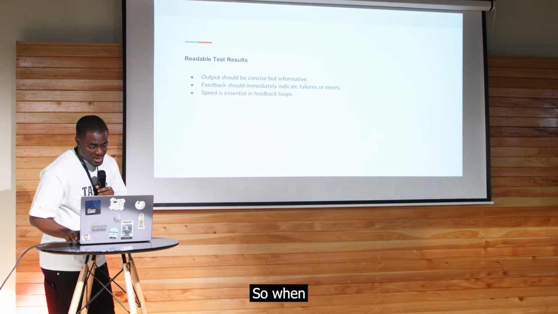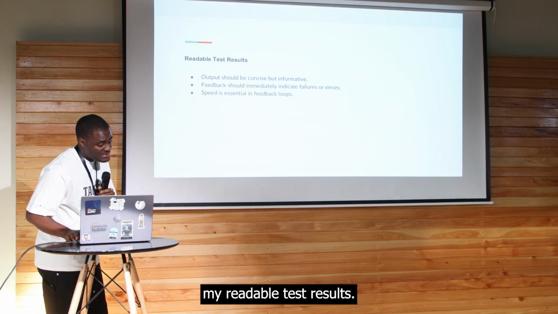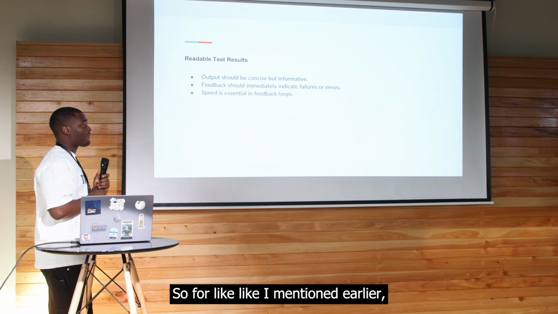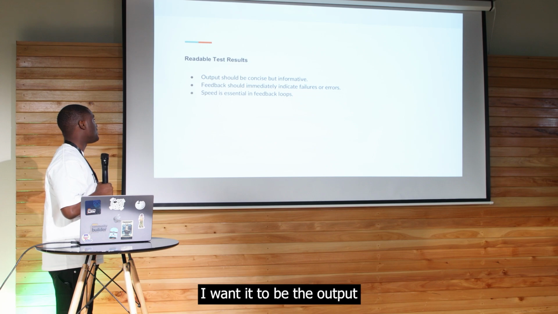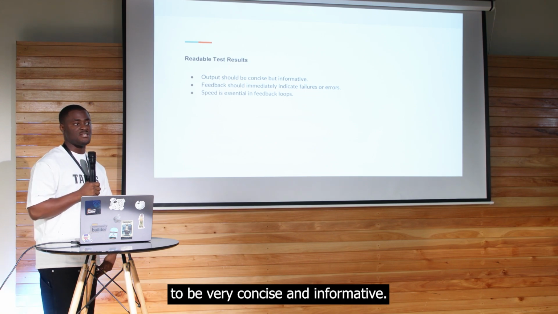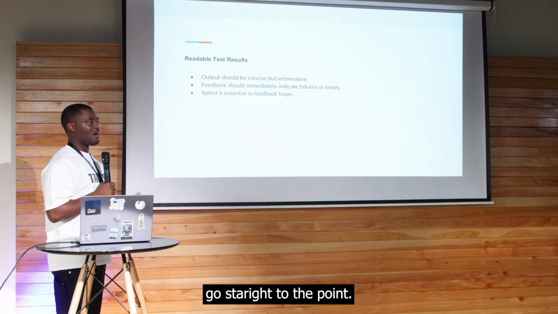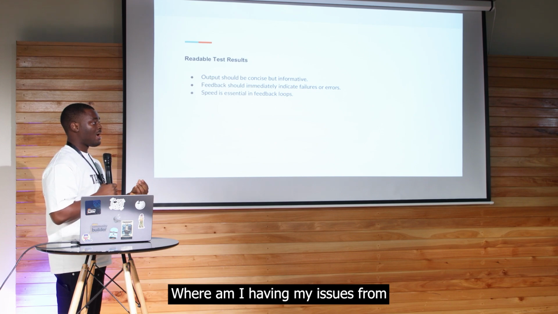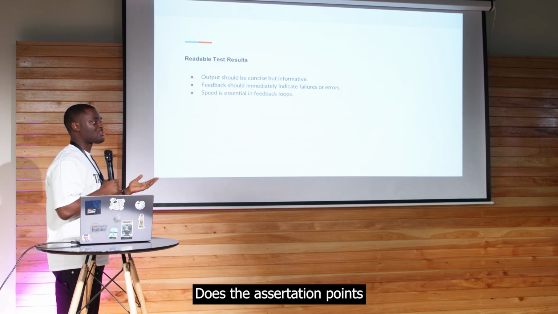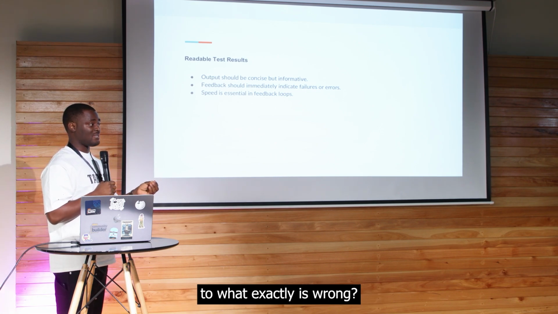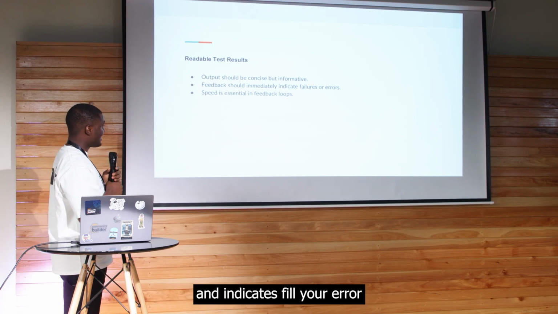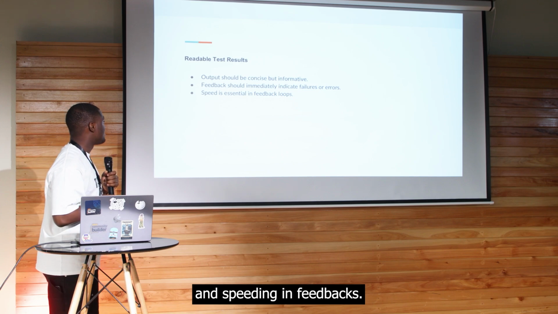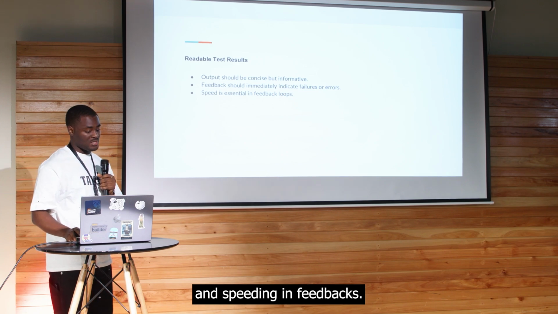So for readable test results, like I mentioned earlier, when I'm reading my test, I want the output to be very concise and informative, going straight to the point. Where am I having my issues from? I wrote the assertion. Does the assertion point to what exactly is wrong? Then my feedback should be immediate and indicate failure or error, with speed in feedback.